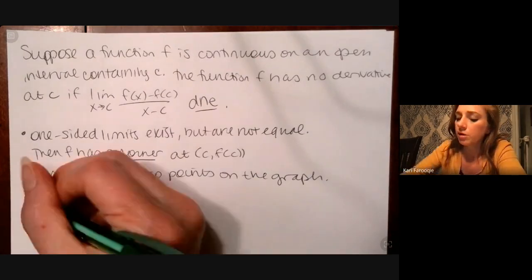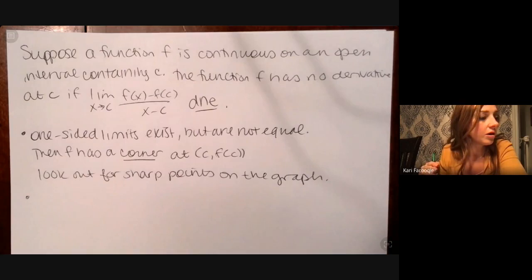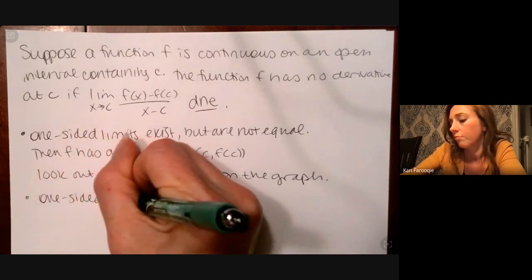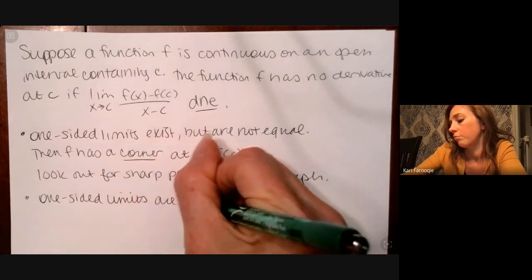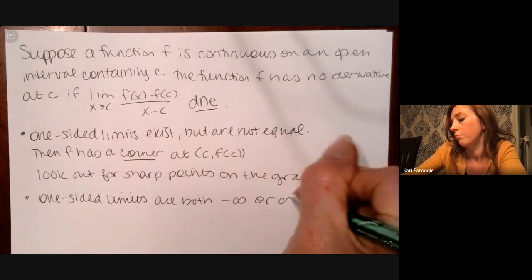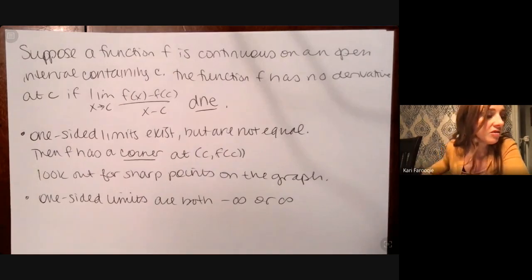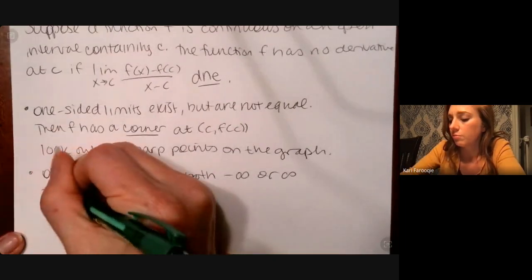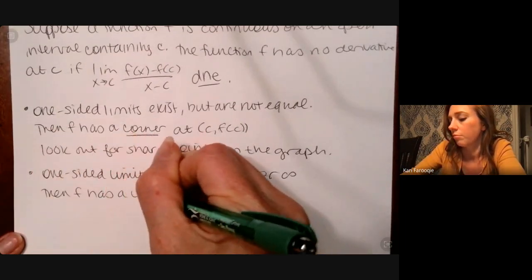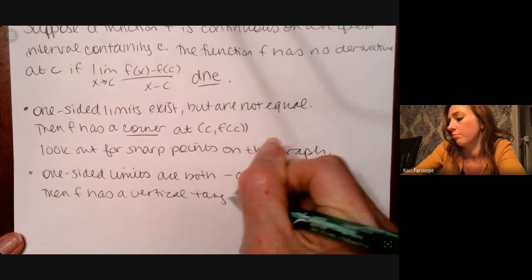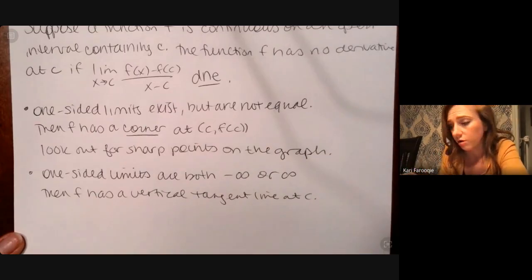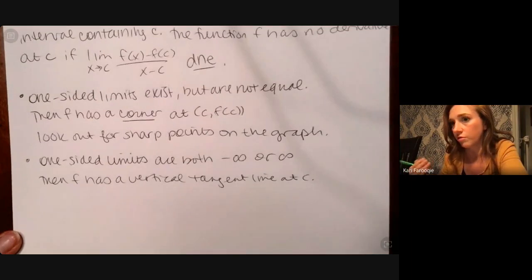Another scenario would be that your one-sided limits are both negative infinity or both positive infinity. If this is the case, then f has a vertical tangent line at c. I'm going to show you an example of this in a minute. And if you have a vertical tangent line, then we can't possibly be differentiable there because we can't possibly create some function of x there.